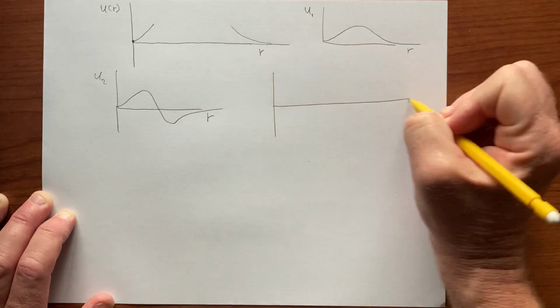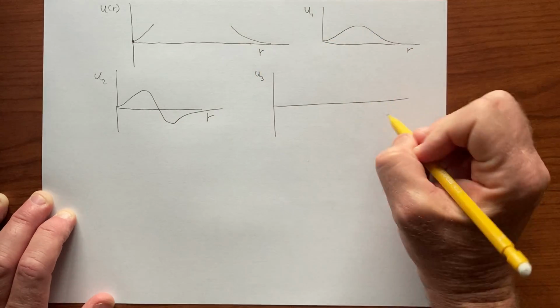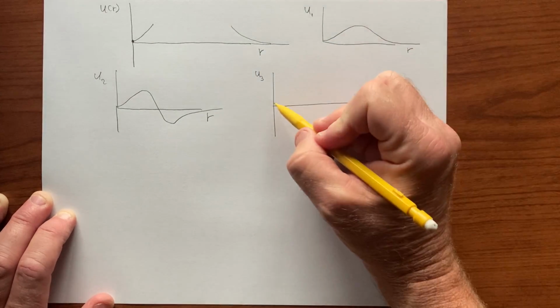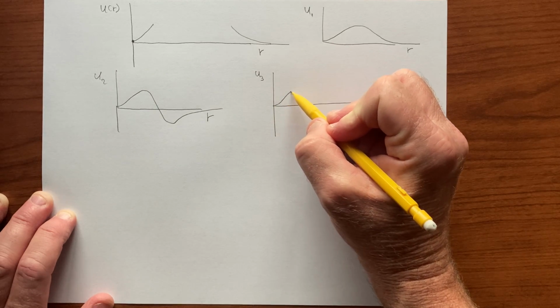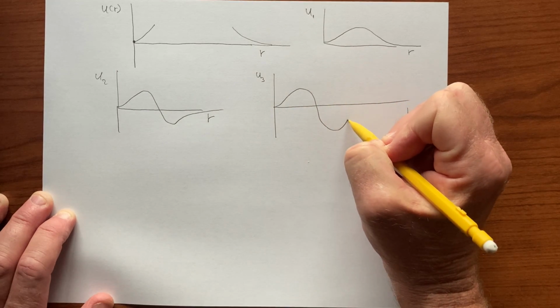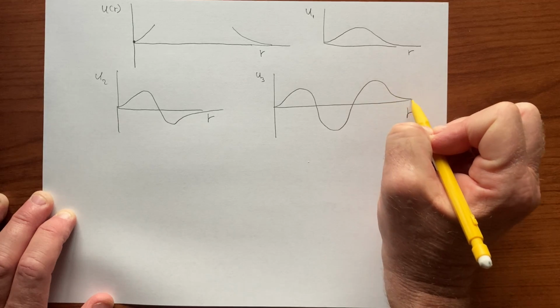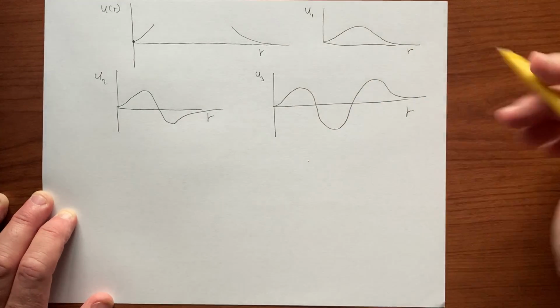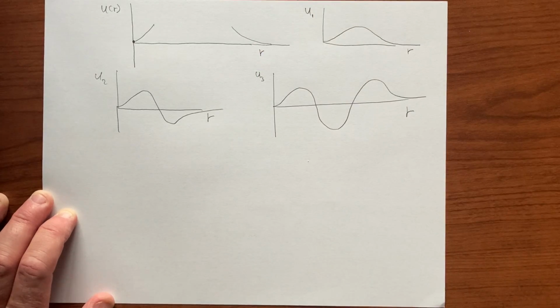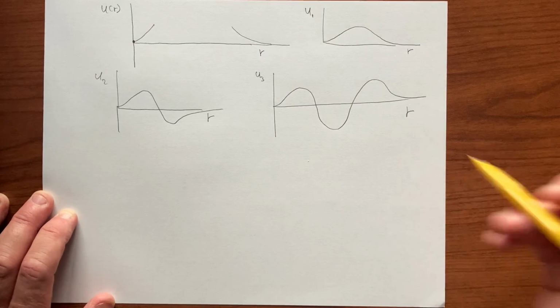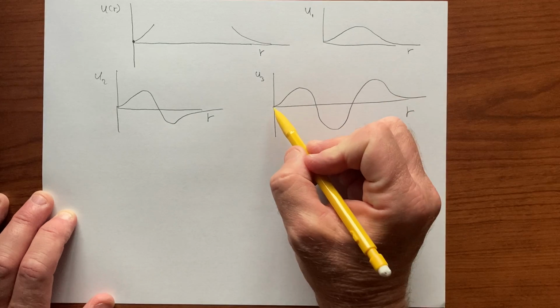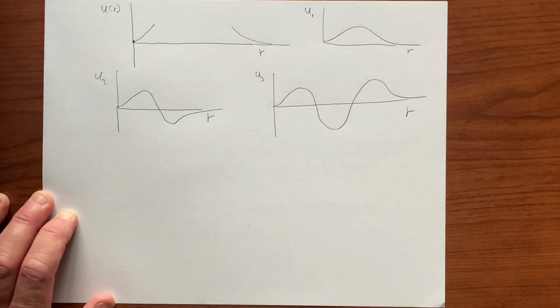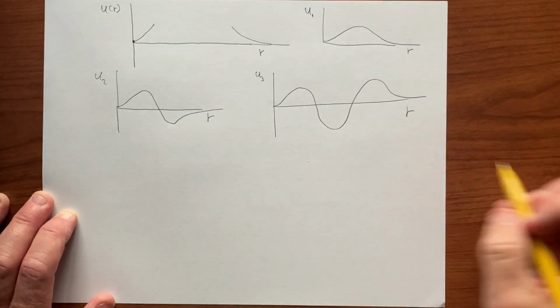And the next energy level will have to look like this, where it comes down here, it has another node here, and then it comes down above. So we're familiar with this kind of behavior. This is a little qualitative plot. We understand the zeros at infinity and r equals 0, and then an increasing number of nodes as we increase the energy. But of course, the u function is not the wave function.